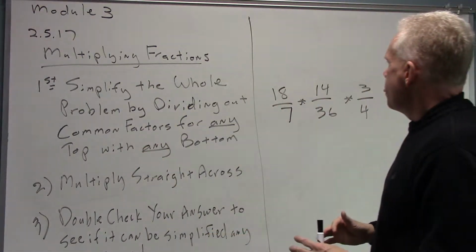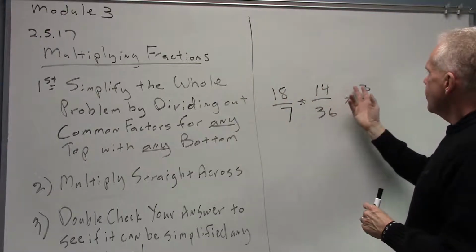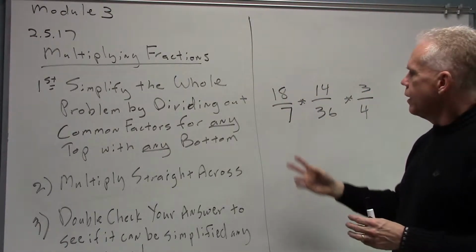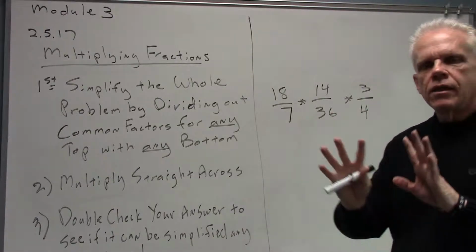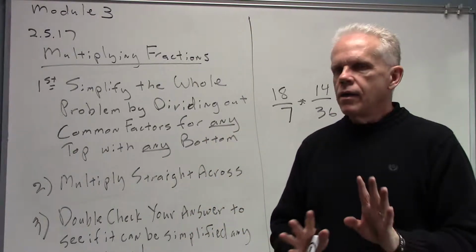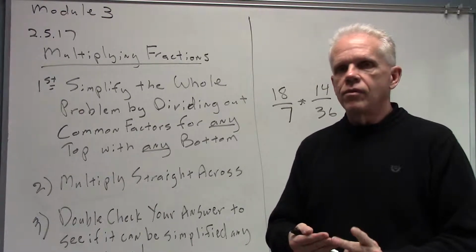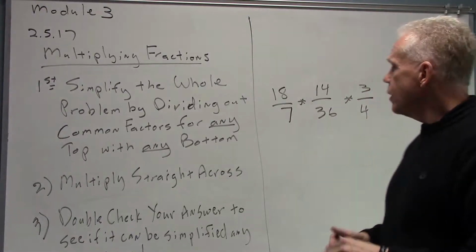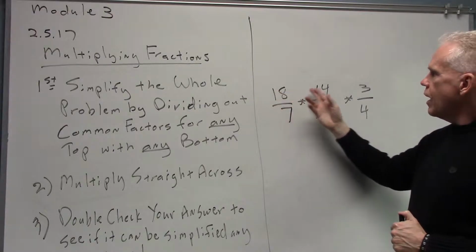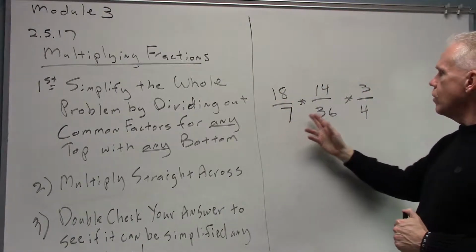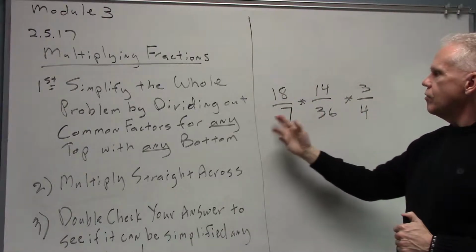If we began this problem by multiplying 18 times 14 times 3, we could certainly do that, or 7 times 36 times 4, we could do that. We would end up with a large number. For one thing, we don't want to have to do the multiplication, and secondly, we don't want to have to deal with such a large number. So I'm going to look for some number that will go into one of these up top, that will also go into one of these on the bottom. A number that will go into the top that will also go into the bottom.